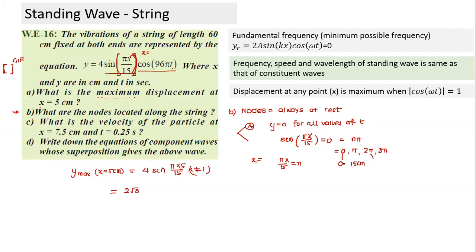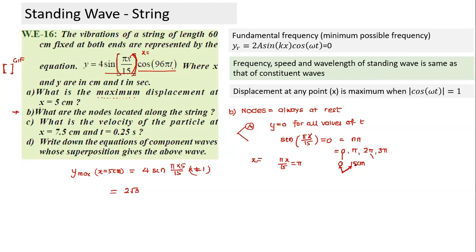Now what does this distance of 15 centimeter indicate? Does this 15 centimeter have a special meaning here? It is the distance between two successive nodes. This is the first node, this is the second node. What is the length called? This is nothing but lambda by 2.